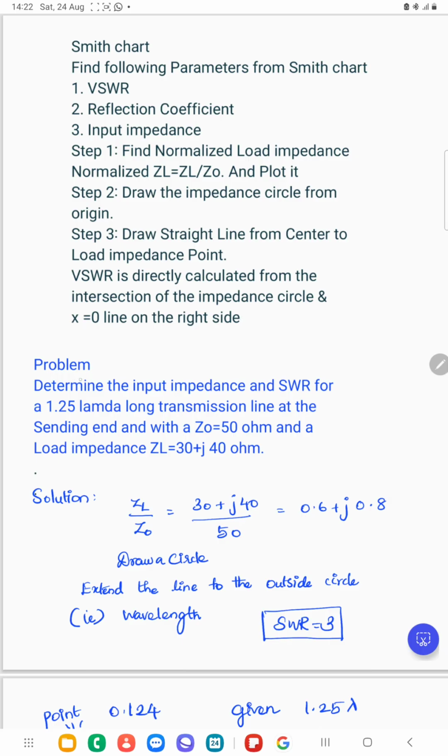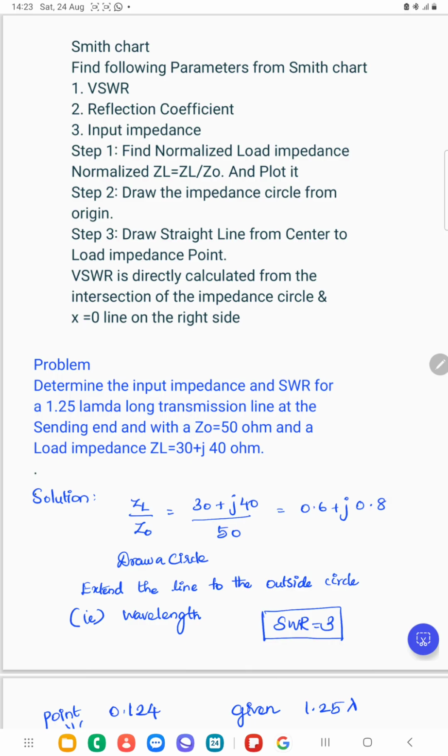Let me see one example. The problem is to determine the input impedance and SWR for a 1.25 lambda long transmission line at the sending end, with a characteristic impedance of 50 ohm and load impedance ZL equal to 30 plus j40 ohm. According to our discussion, the first step is to find the normalized impedance, ZL by Z0. ZL is 30 plus j40 divided by 50, so the normalized impedance is 0.6 plus j0.8. Then we should draw the circle and extend the line outside the circle.